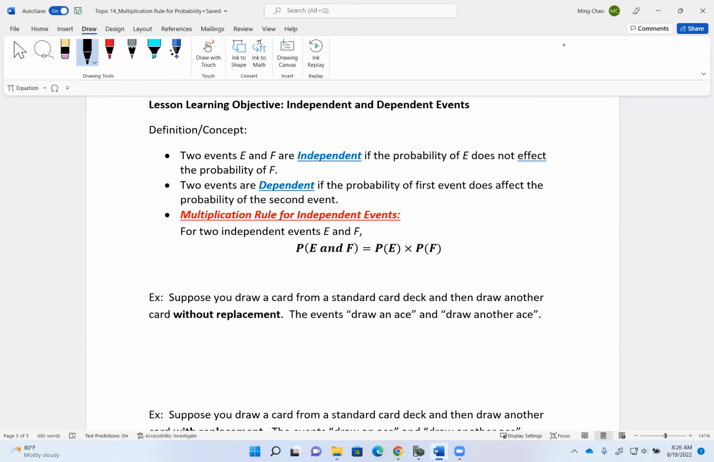So if you've got two events that are independent from each other, then the probability of E and F occurring, the probability of the first event and second event, will equal the probability of the first event times the probability of the second event.